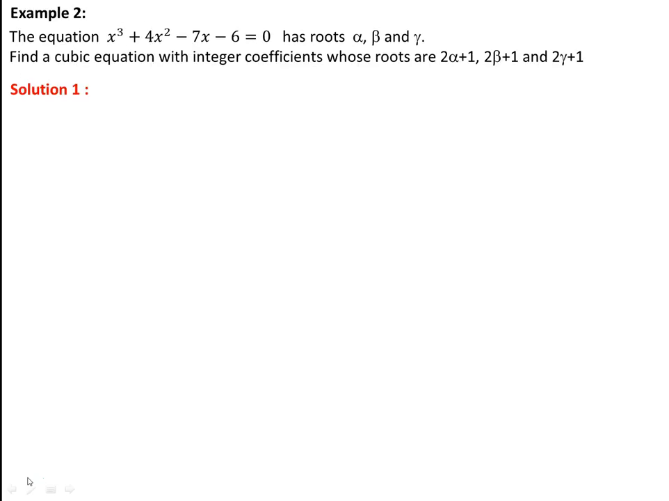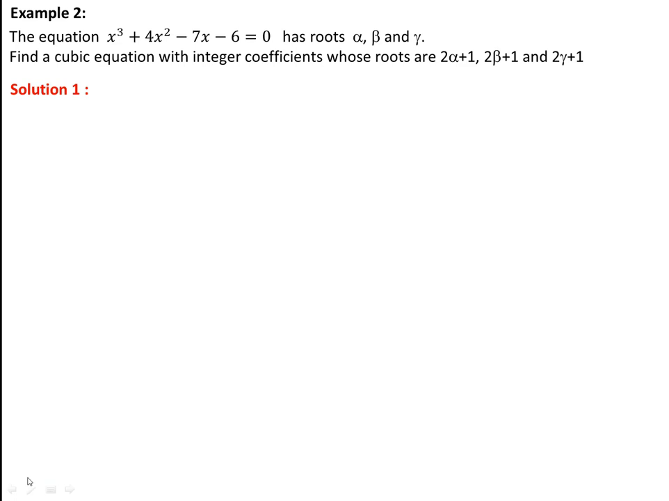For our second example, we're going to have the equation x cubed plus 4x squared minus 7x minus 6 equals 0, and we're told that this has got roots of alpha, beta and gamma. And we have to find a cubic equation with integer coefficients whose roots are 2 alpha plus 1, 2 beta plus 1 and 2 gamma plus 1. Now we're going to look at 2 different solution methods for this example. I know which one I think is the simplest, but I'm going to leave you to decide that yourself.